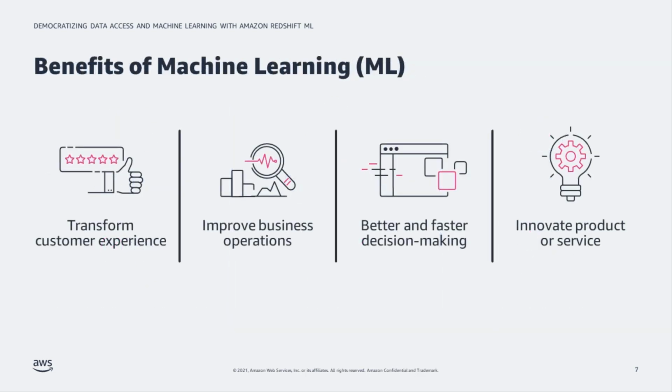Some of the benefits of machine learning are most obviously in the case of Magellan to improve the business operations, to improve operational costs, also to transform the customer experience by having more personalization of web experiences, web ads, and so on. There's faster decision making, and also innovating on a product or a service.